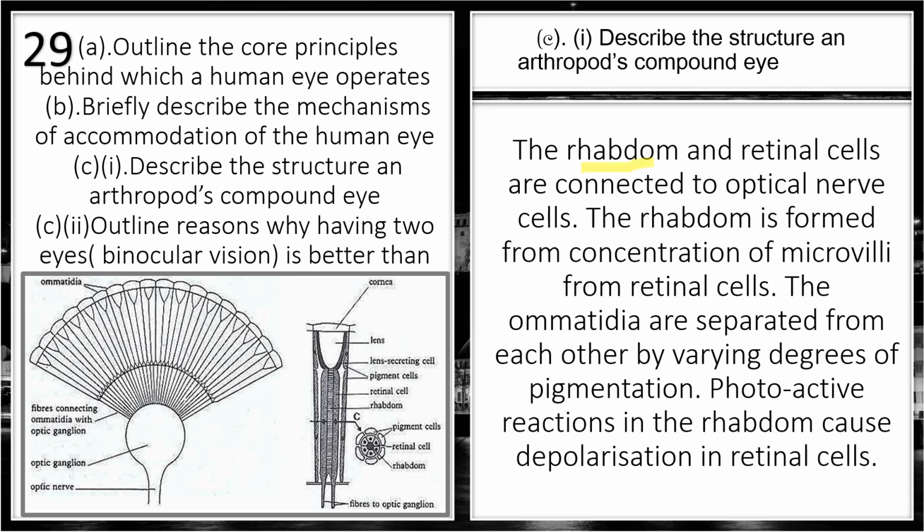The rhabdom and retinal cells are connected to the optic nerve cells. As we have seen, this is the rhabdom in the middle, and then outside we have the retinal cells. These are retinal cells outside. All of them are connected to the optic nerves. These are the optic nerves down.